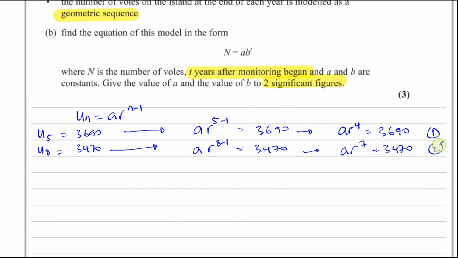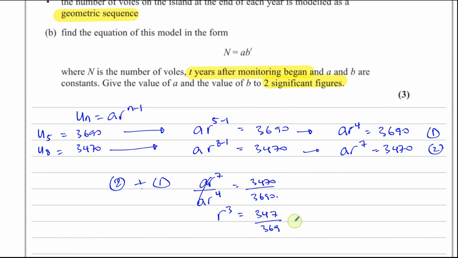If we call that equation 1 and equation 2, if I do equation 2 divided by equation 1, the a's cancel out. So you basically have ar to the power of 7 over ar to the power of 4 is equal to 3470 over 3690. So the a's cancel out. You're left with r cubed is equal to 347 over 369. So therefore r is equal to the cube root of this.